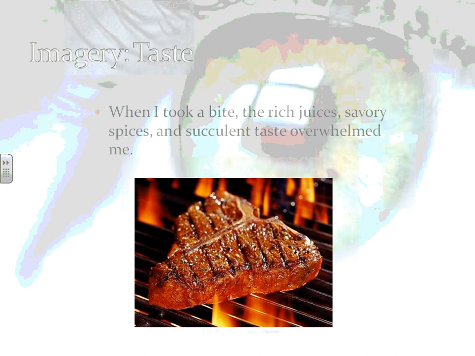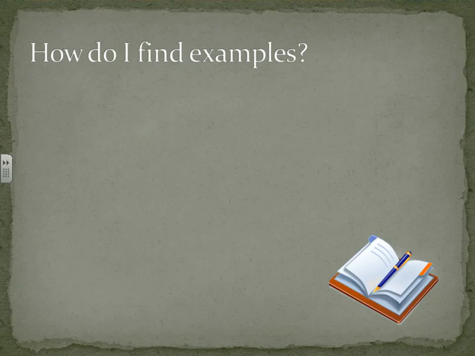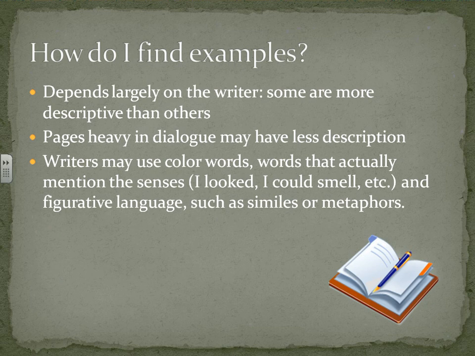Here's another example. You could say, the steak was good. Or you could say, when I took a bite, the rich juices, savory spices, and succulent taste overwhelmed me. Again, giving you a more clear picture of exactly what that image is supposed to be. So your job is to find examples in the literature that you read. Well, how do you find them? It really depends on the writer. Obviously, some are more descriptive than others.